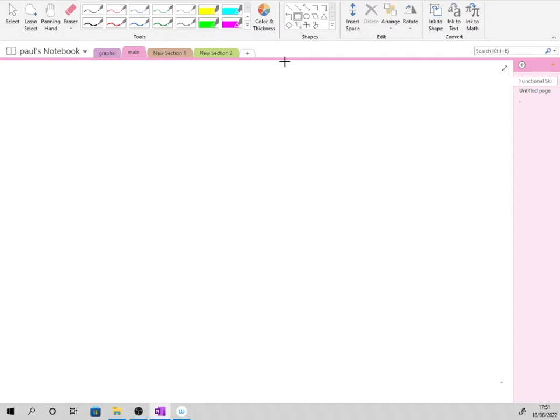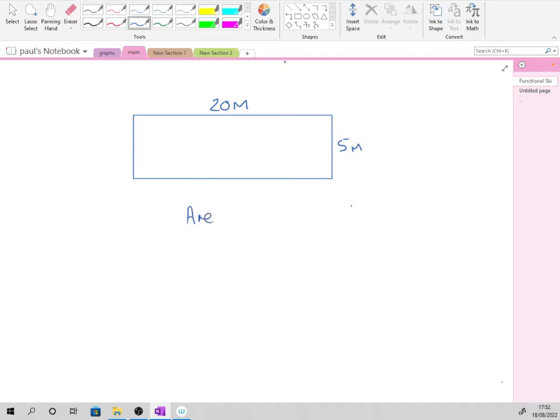I'm just going to have another go at that. Call that 20 meters and that 5 meters. So to find the area will equal 20 times 5, which is 100 meters squared. Don't forget the little 2.